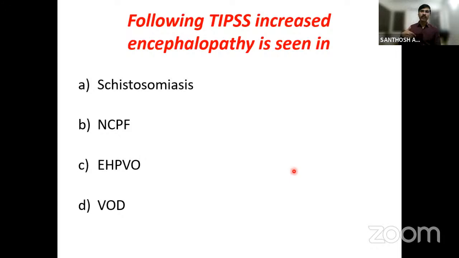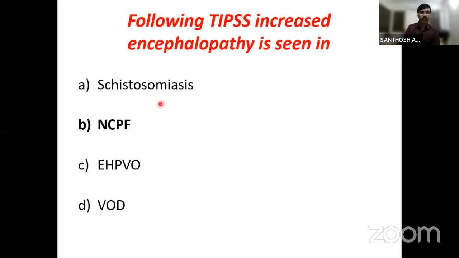So the stent usually has a covered end through the liver parenchyma and a semi-covered end in the portal vein and in the hepatic vein. So whatever blood comes from the portal vein directly enters the hepatic vein without getting metabolized in the liver. Okay. So with TIPS, encephalopathy increases, whenever the liver parenchyma is not functioning properly.